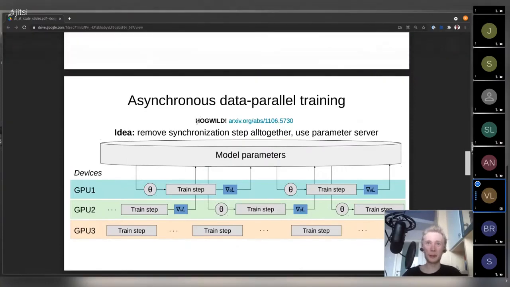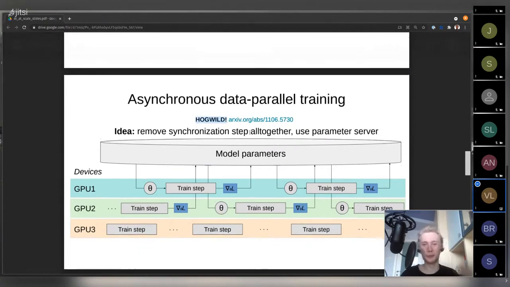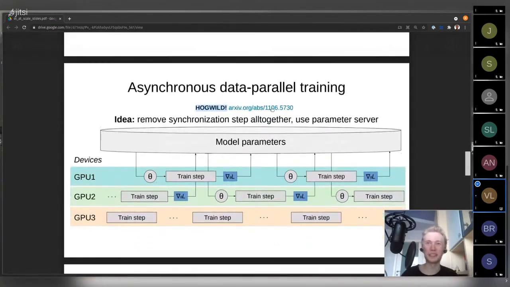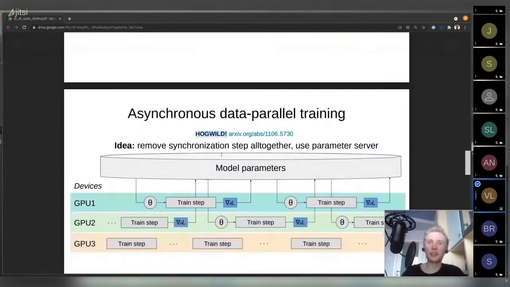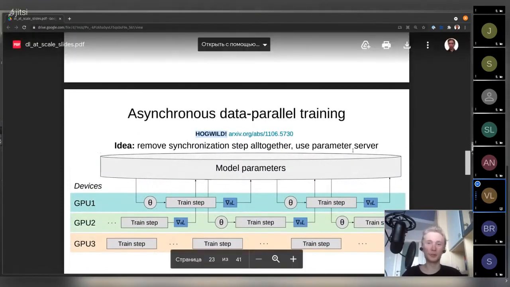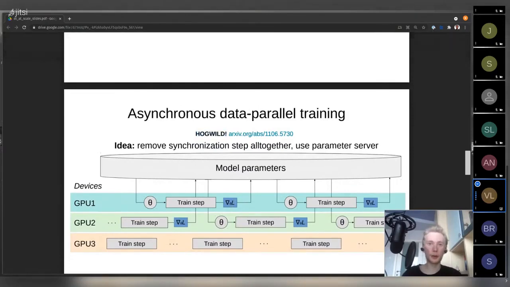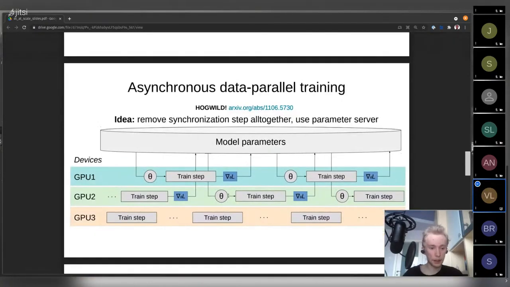So this method, they called it HOGWILD for this very reason, that you just go wild and forego all the necessary checks and balances. This method actually still converges to good results. Empirically, they have shown that this theoretical problem of stale gradients isn't crucial empirically. It doesn't ruin your training.